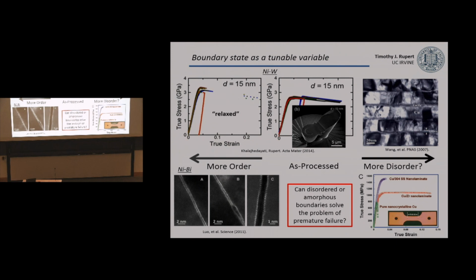So there were some model films made by Morris Wong at Lawrence Livermore National Lab, where he was depositing nanocrystalline copper layers, and every once in a while he would interrupt this and put down a copper zirconium layer that underwent solid state amorphization.